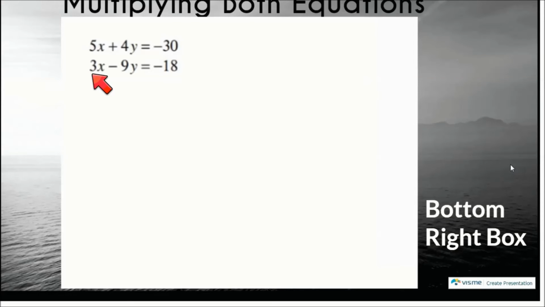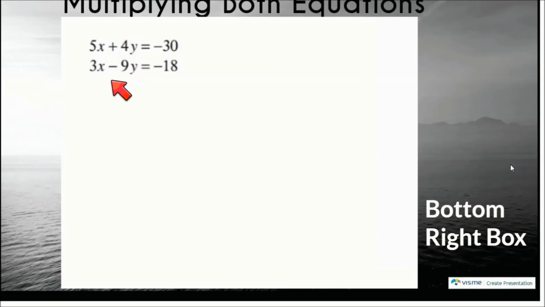So let's look at this equation. Can I multiply 5 by anything to make it a 3? Well, I can't. And I can't multiply 3 by anything to make it a 5. If I move over to the y's, I can't multiply 4 by something to get negative 9, and I can't multiply negative 9 by something to make it a 4. So that tells me I might have to multiply both of the equations in this instance.